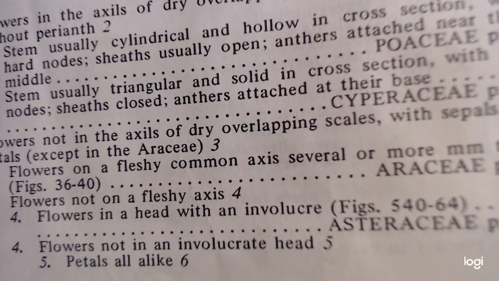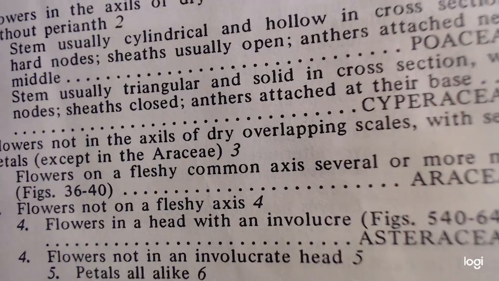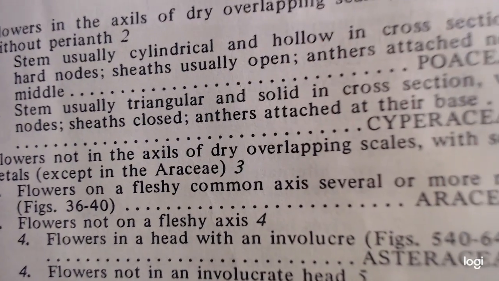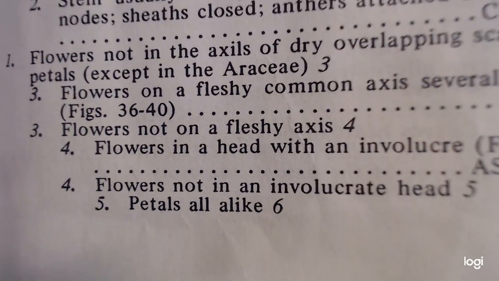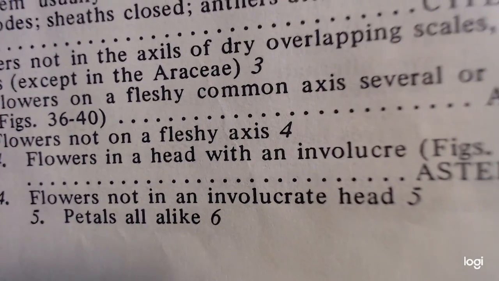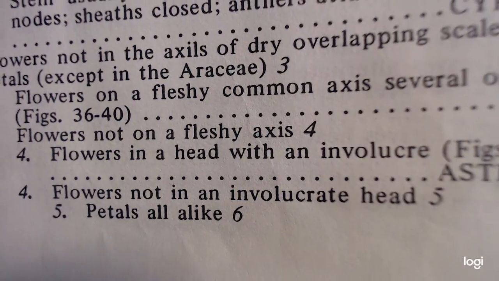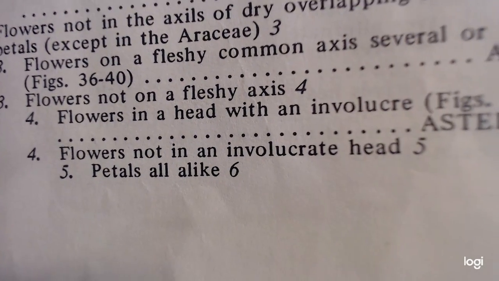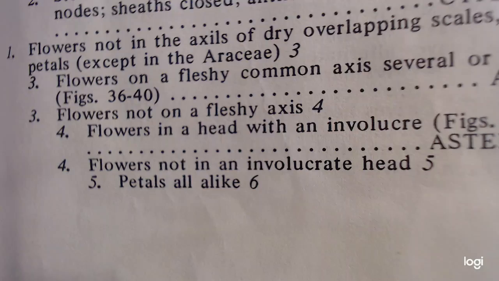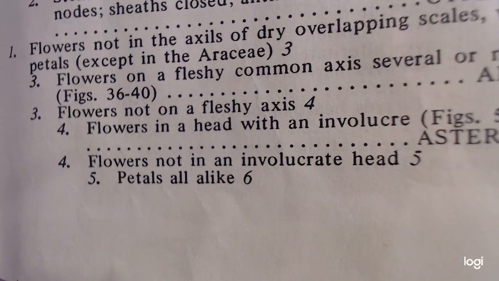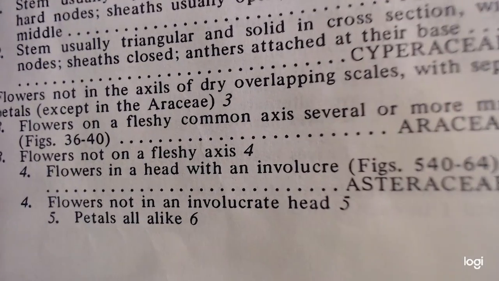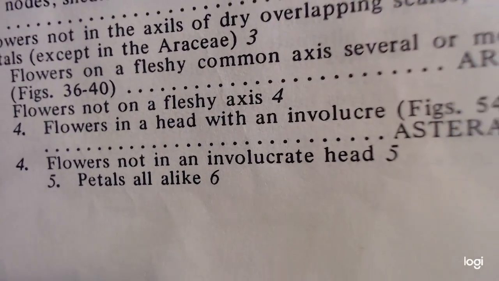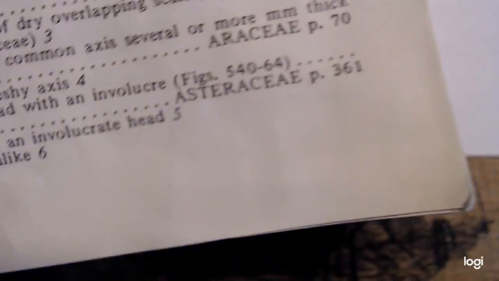Flowers on a fleshy common axis, no. Flowers not on a fleshy axis, so that would be number 4. So we go to number 4. Flowers in a head with an involucre, which is kind of like a calyx, and is very common amongst the Asteraceae, but that's not the case here. Flowers not in an involucrate head, 5. So we go to petals all alike. So we go here.